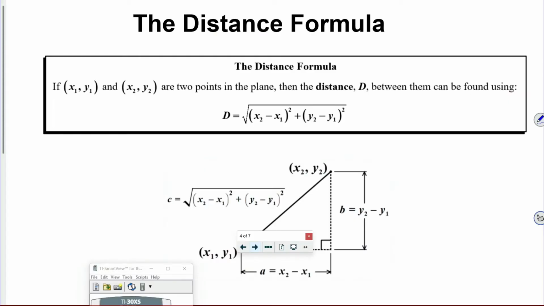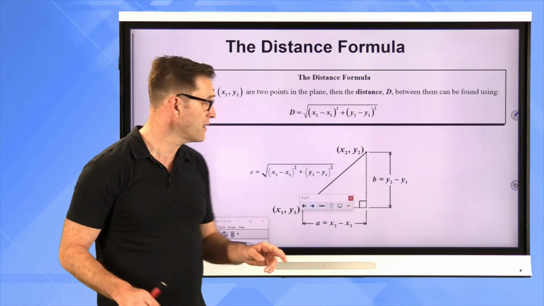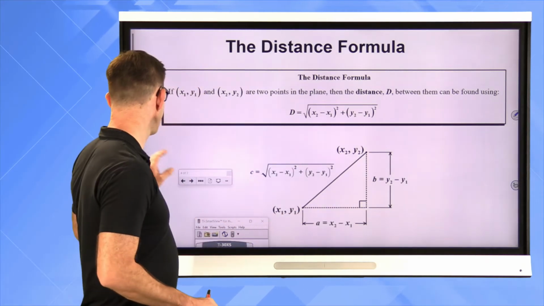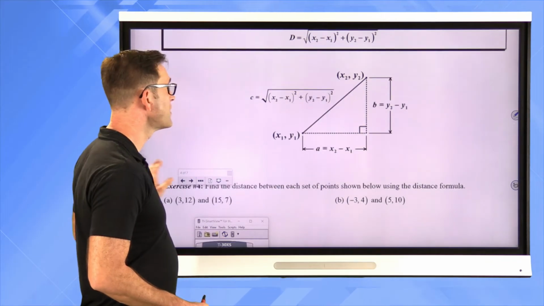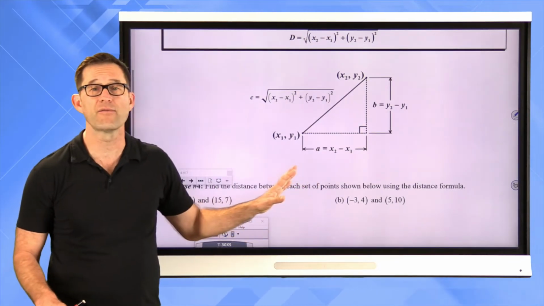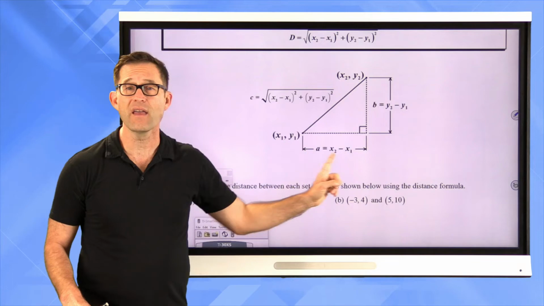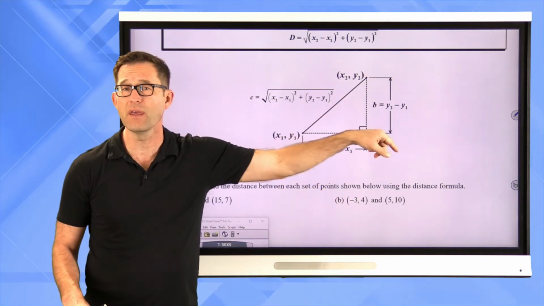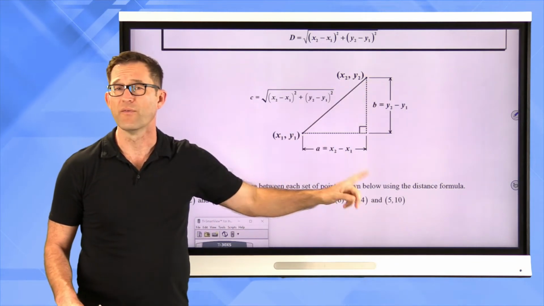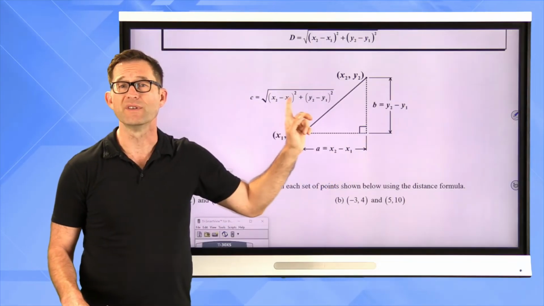If x1, y1 and x2, y2 are 2 points in the plane, then the distance d between them can be found by d equals the square root of x2 minus x1 squared plus y2 minus y1 squared. So again, exactly what we just saw. All right, I don't want you to think that this is some kind of crazy complicated formula. We got a, x2 minus x1, we got b, y2 minus y1. We find those two differences, we square them.